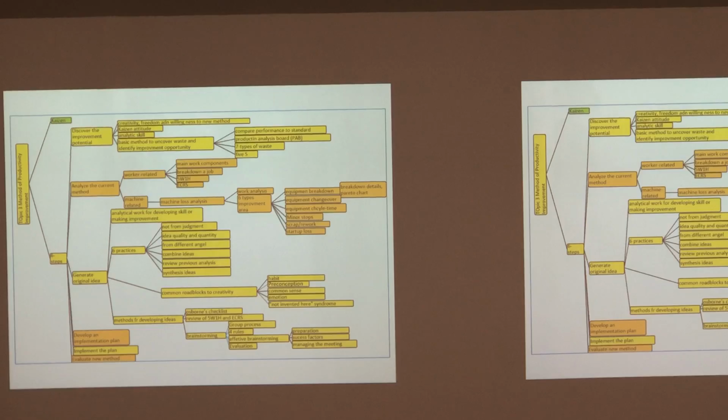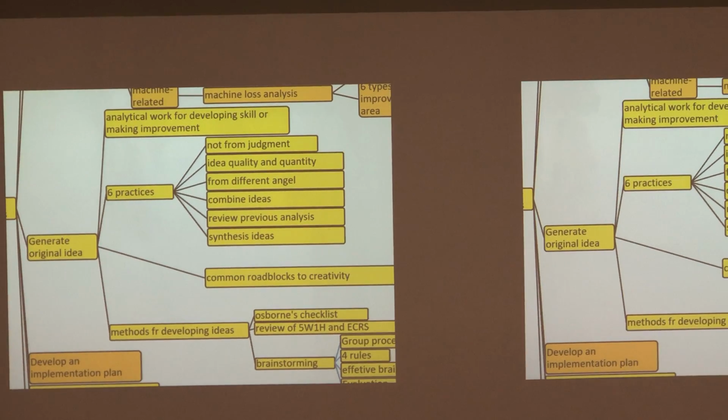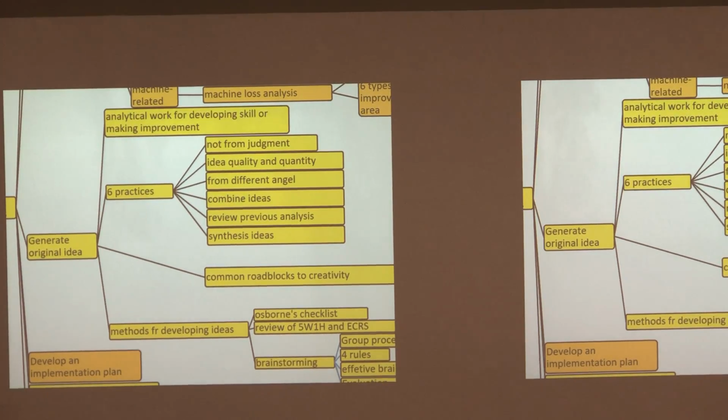After the second step is our third step. The third step is regarding generating the original idea. So which part is important? Of course, generate the original idea. You have to review the current method, which is the second step. And then above that, there are 6 practices. First, no prejudgment, which means that you don't judge. Before you generate the idea, don't judge. When people give the idea, don't judge. Second, idea quality and quantity. We will not say this idea is good, that idea is bad. We are looking for the quantity, how many ideas are produced, coming out.